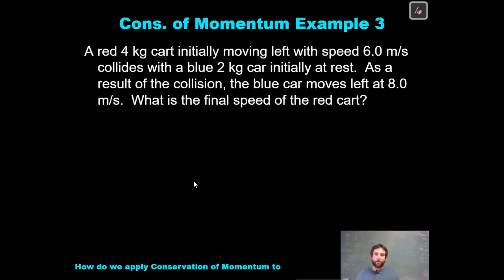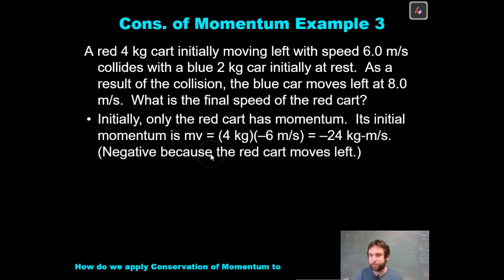A red 4-kilogram cart, initially moving to the left with a speed of 6 meters per second, collides with a blue 2-kilogram car initially at rest. As a result of the collision, the blue car moves left at 8 meters per second. What's the final speed of the red car? Remember, momentum is a vector. In any vector, you need to take into consideration the direction. If something is moving left or down, remember about that negative, right?